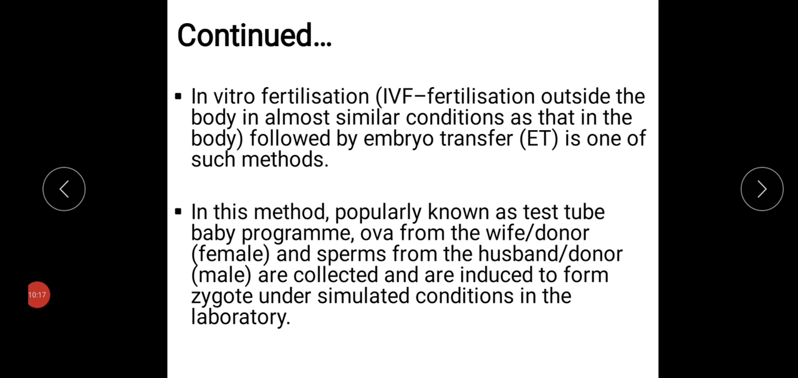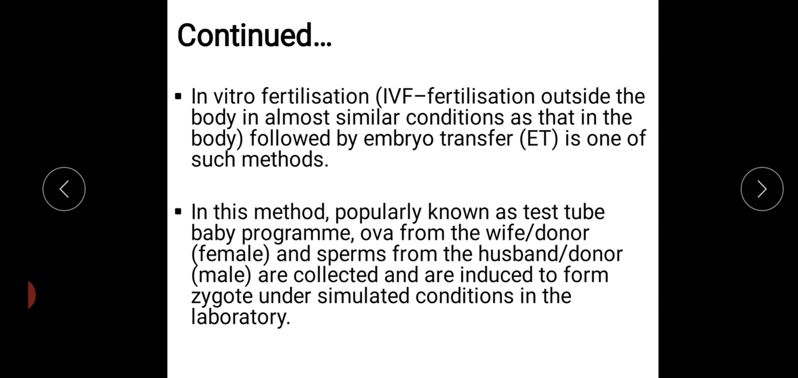So, in vitro fertilization, or IVF: fertilization outside the body. Why in vitro? There are two terms, in vitro and in vivo. In vivo means the process or technique is taking place inside the human body. And in vitro means it is occurring outside the body in the laboratory, and it's an artificial method. So IVF means the fertilization takes place outside the body, in almost similar conditions as in the body.